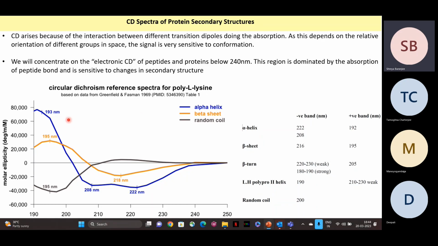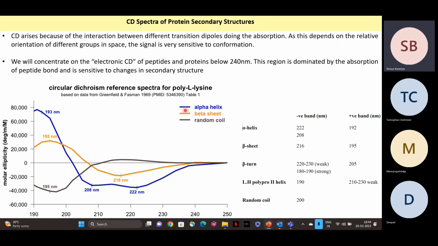So here we have the spectra for polylysine. Basically many lysines are combined together to get a polypeptide chain consisting of only lysines, and that is called polylysine. At different concentrations of buffer, this polylysine chain can adopt an alpha helix conformation, a beta sheet conformation, or a random coil conformation. And depending on that, the CD is different.